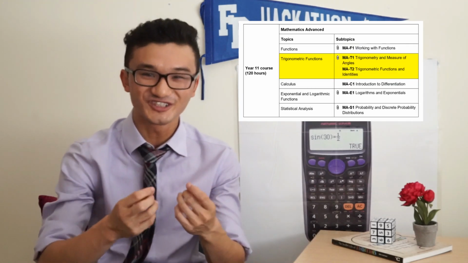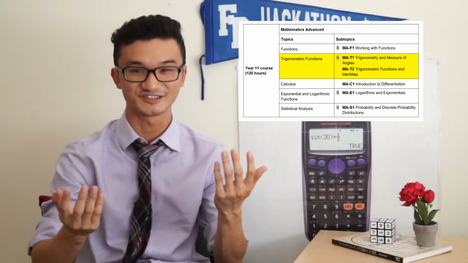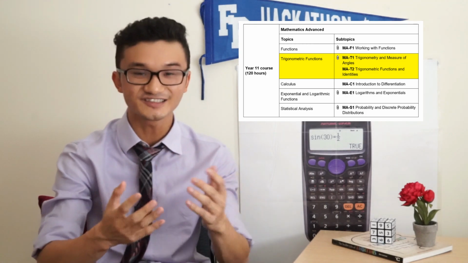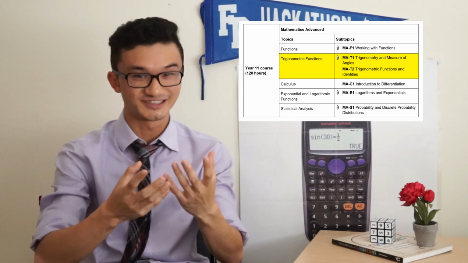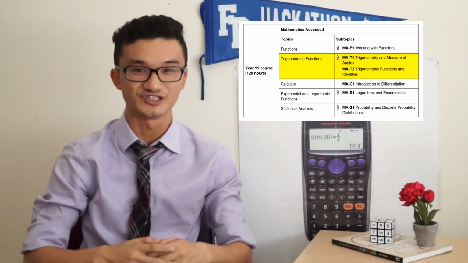Trigonometric functions has skills that you've used before in year 7 to 10. So using sine, cos, and tan to find the lengths of various things. But we also find out these ratios, sine, cos, and tan, also belong to that family of functions that we were talking about. And we'll look at graphing those and things like that.